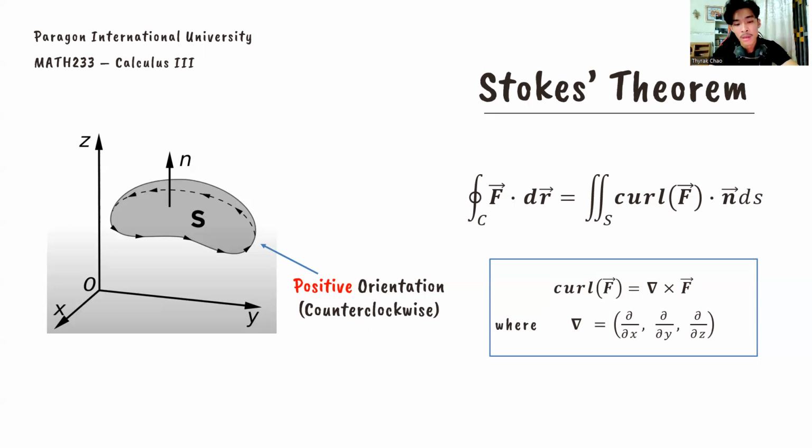Recall that the curl of the vector field F is calculated by taking del cross F, where del is the vector d over dx, d over dy, d over dz. We can use Stokes' theorem to calculate the line integral. It can also be used in reverse if we want to find the surface integral of a curl, when the boundary curve is easy enough to calculate.